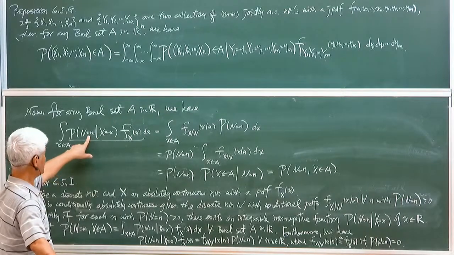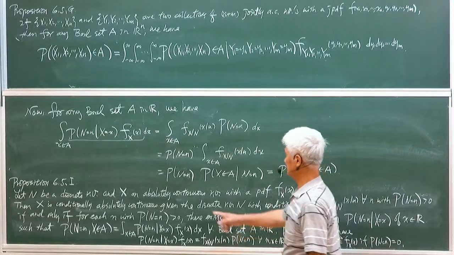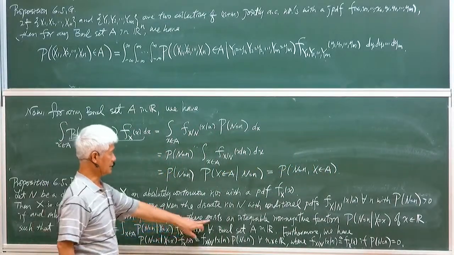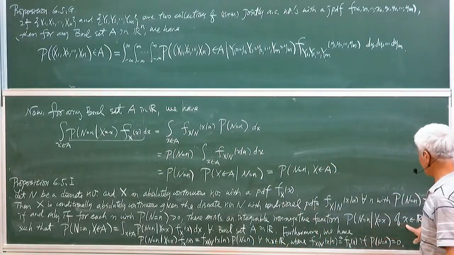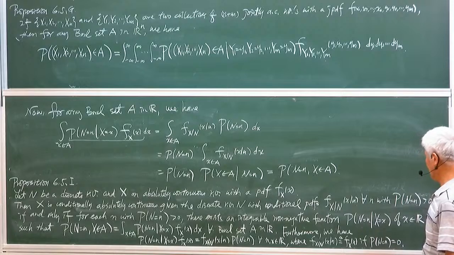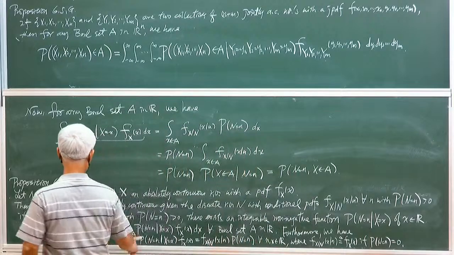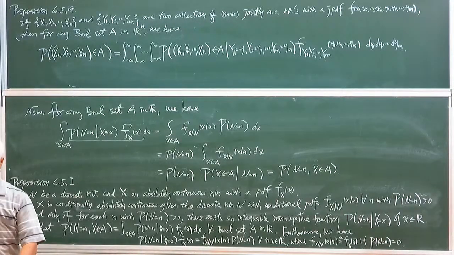Okay, so for each n with this probability greater than 0, there exists an integrable function of x, such that we have this identity. Any questions?